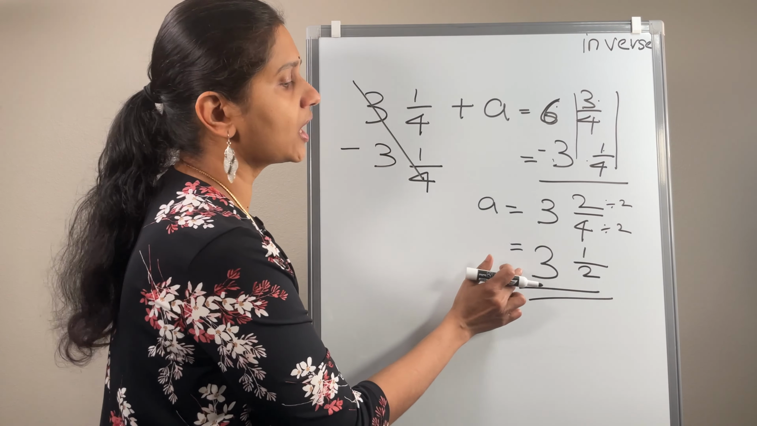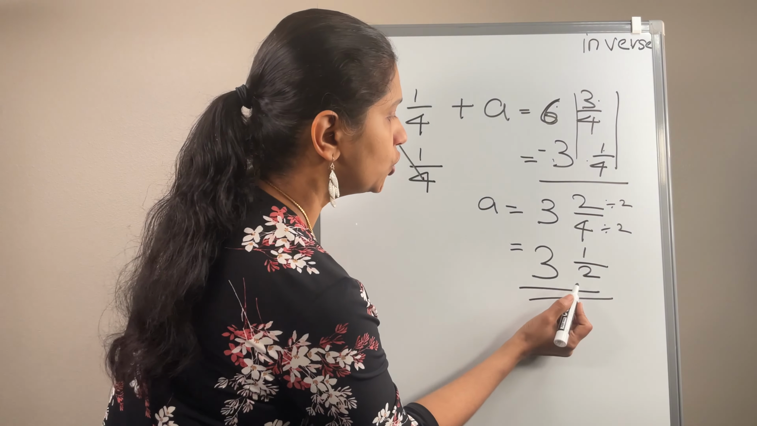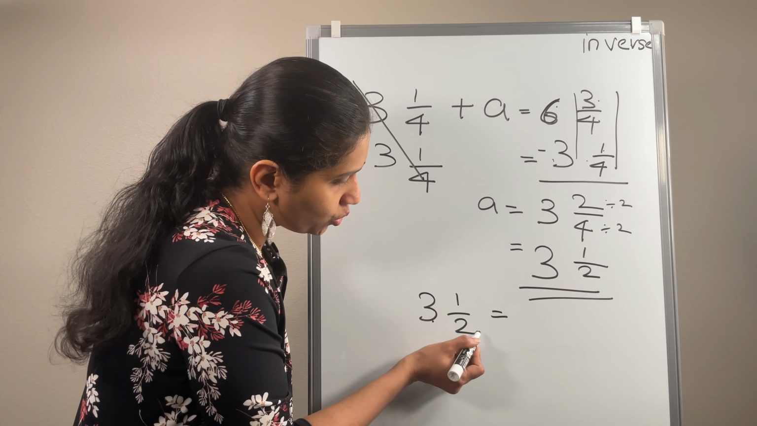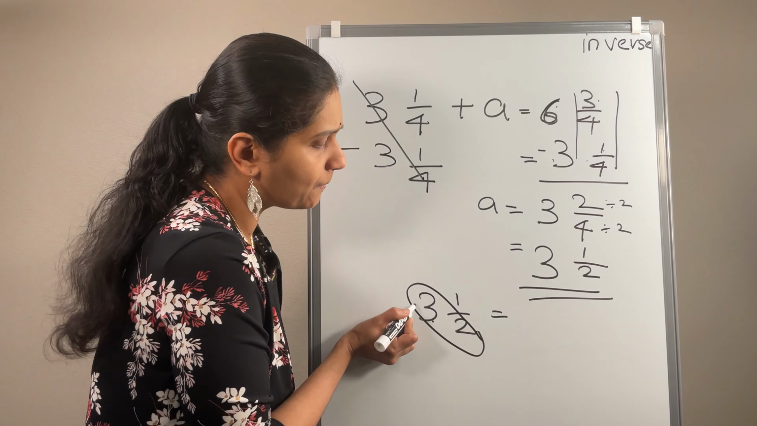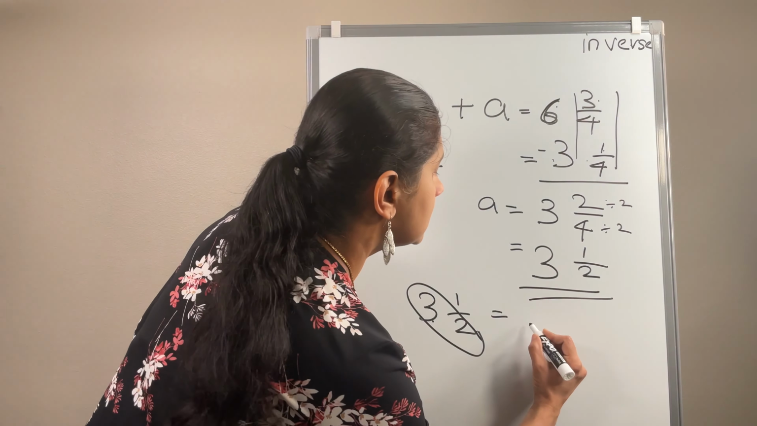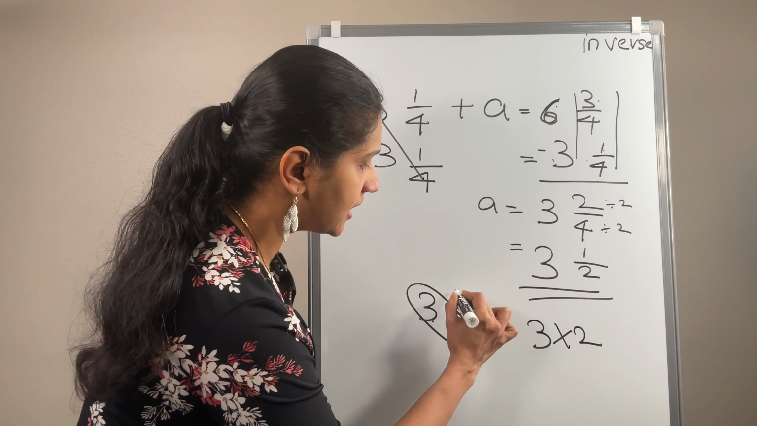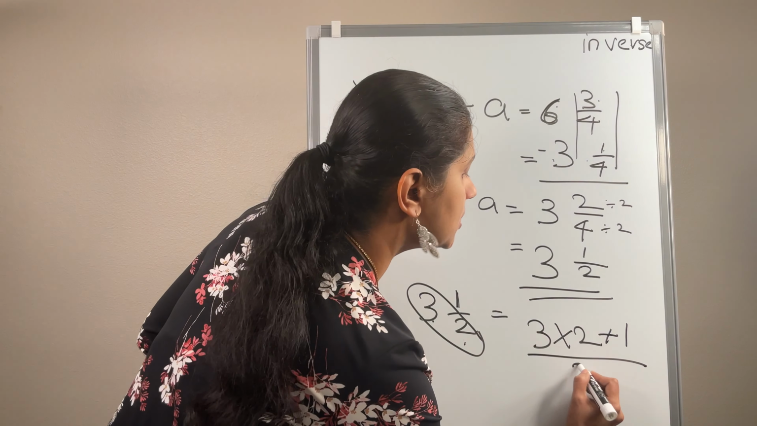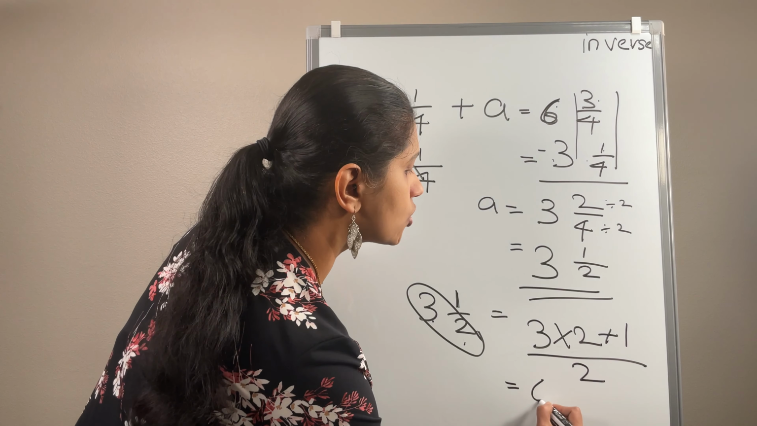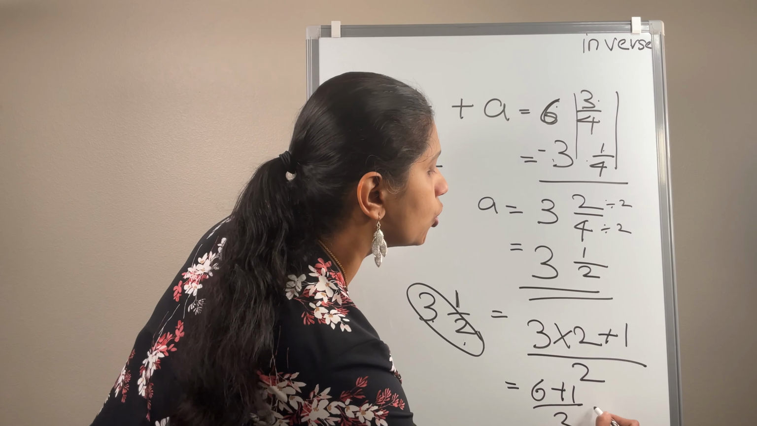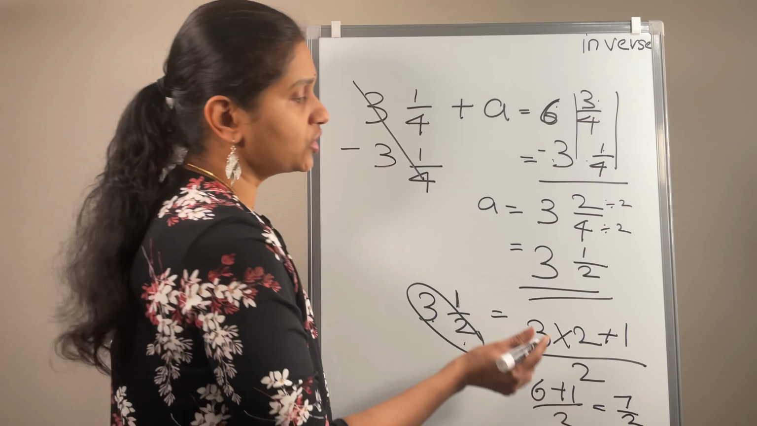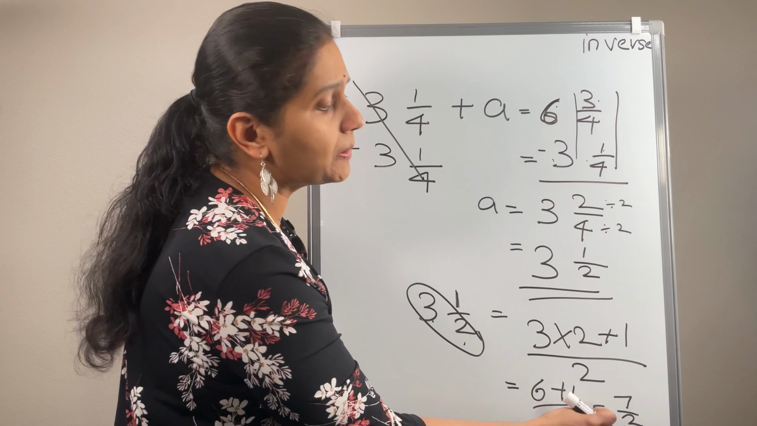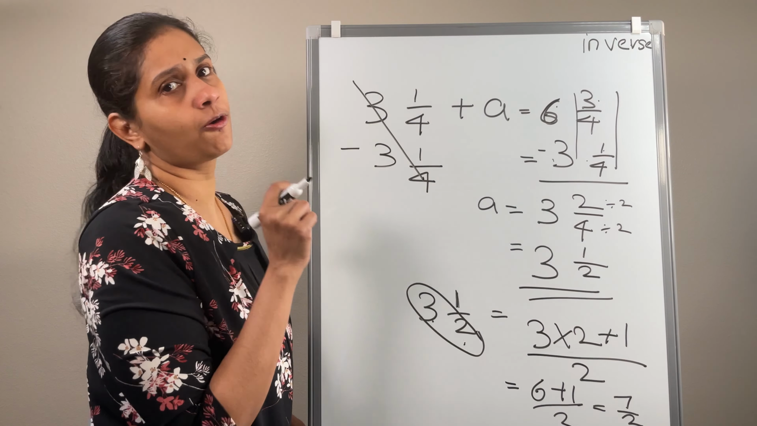In case you are asked to convert this to a fraction, what you need to do? You have 3 1 by 2, that is going to be equal to 3 times 2. Just multiply the whole number and the denominator, 3 times 2, then add the numerator, plus 1, divided by the denominator, simply put that. 3 times 2 is going to be 6, plus 1 by 2, that's equal to 7 by 2. So, 3 1 by 2 is the mixed fraction solution for this equation and 7 by 2 is the fraction form of this equation.